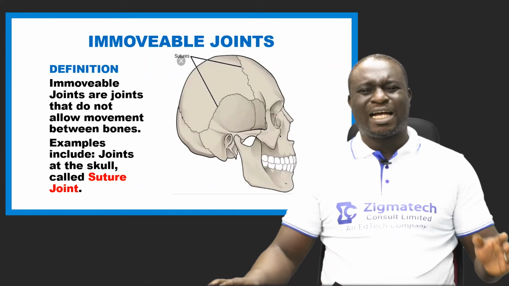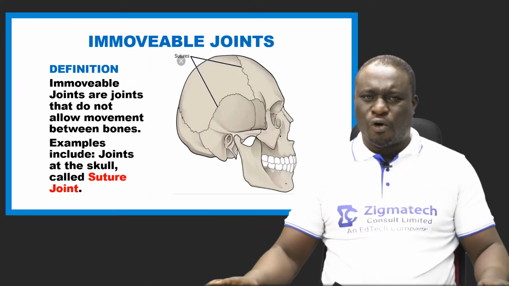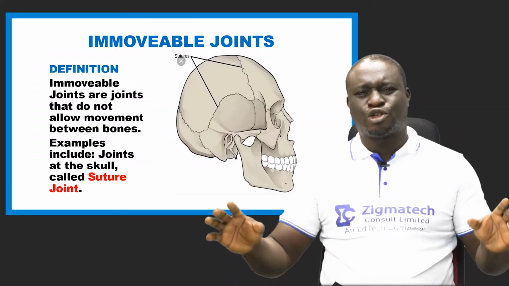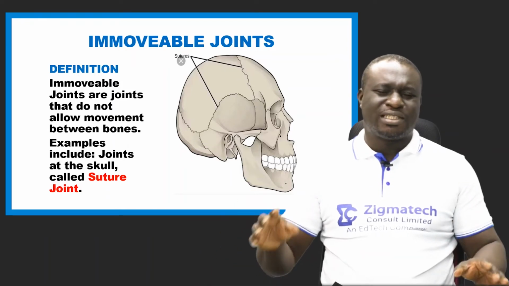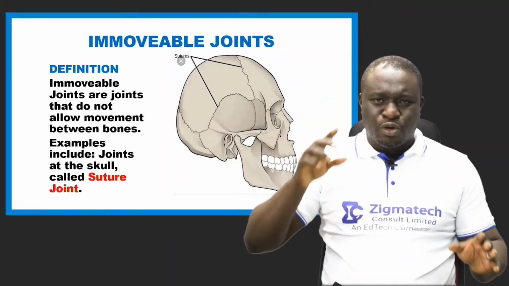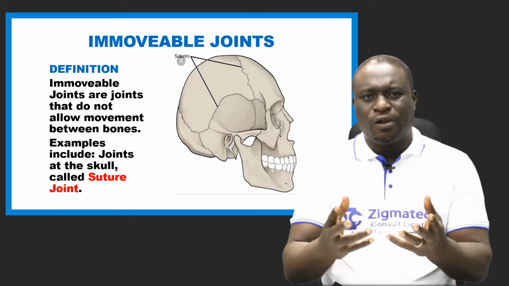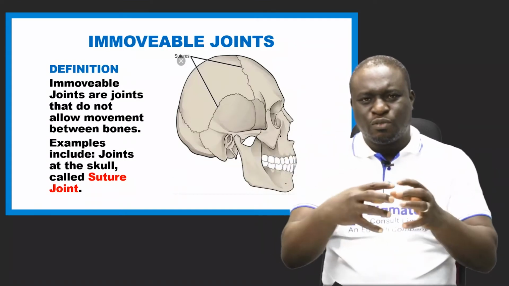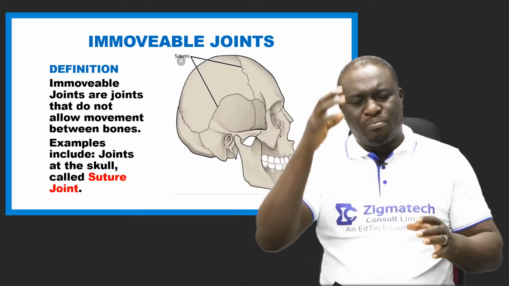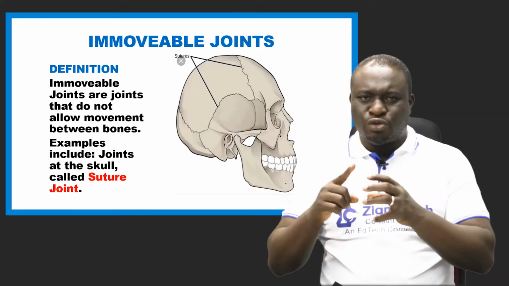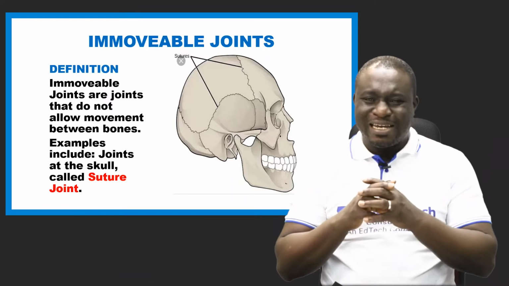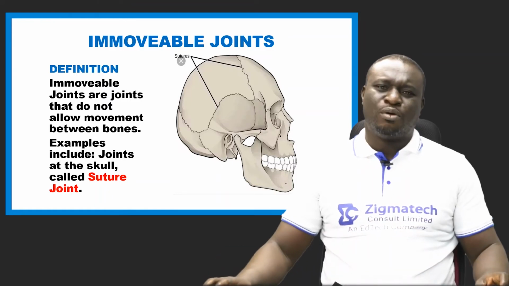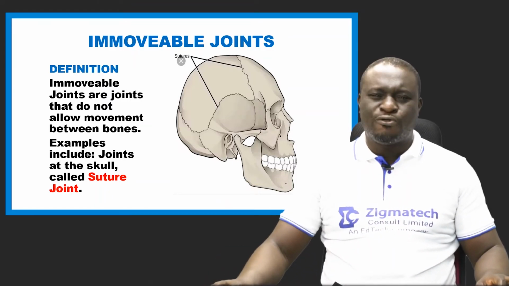Now, immovable joints are joints that do not allow movement at all. A better example for an immovable joint is the suture joint. The suture joint is the joint that is found at the skull. If you check a skull, you will see cracks on it. That is not just cracks. These are bones fused together. So there is a joining of bones at the skull. Now, these bones that are joined together don't move. There is no way movement can take place within those joints. So the suture joint is an example of an immovable joint.